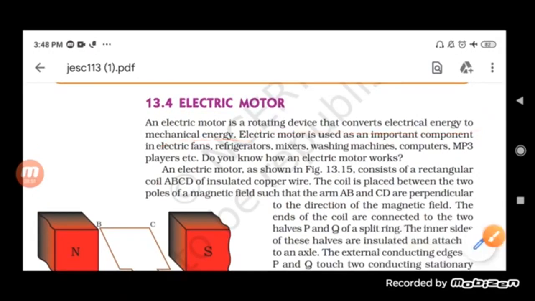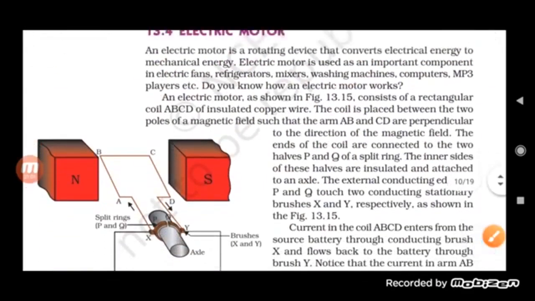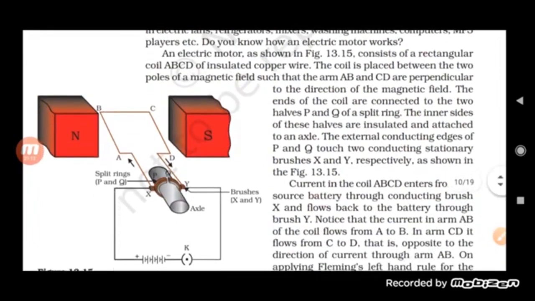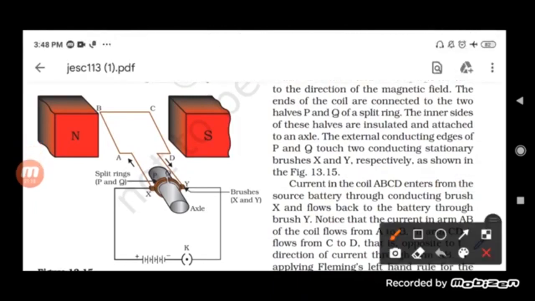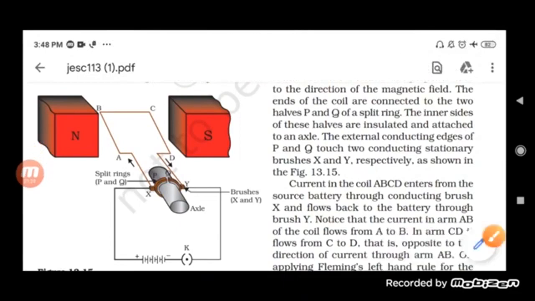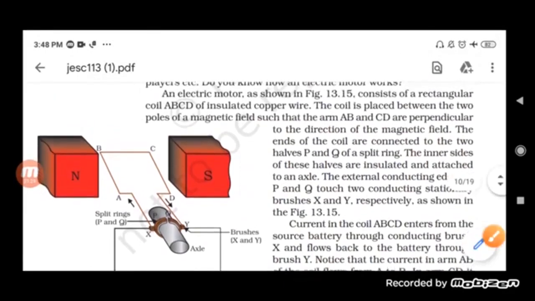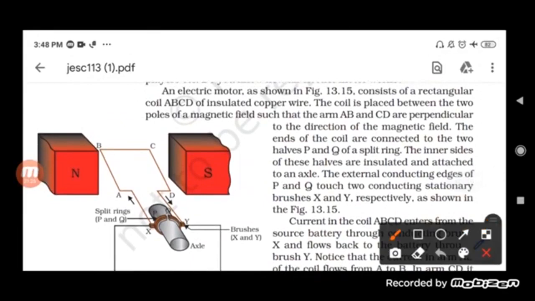Now, you can see here an electric motor, and the picture is already given here, students. Many times the construction and the working of the electric motor is asked, so it is really important to understand it. Now, see here what is there in the electric motor. An electric motor, as shown in the figure, consists of a rectangular coil ABCD, as you can see here.